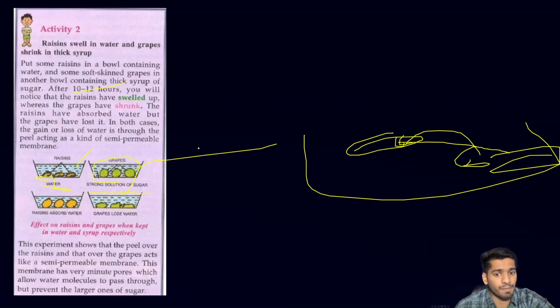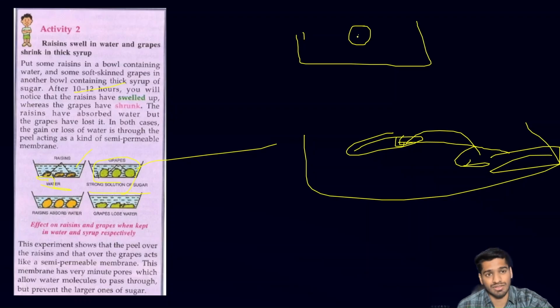Now the second one, in this, the water is highly concentrated. It is a sugar solution, and my grape is less concentrated. It is more diluted, and this is more concentrated. So water from the grapes is going to go out. So that is the reason what happens. My grapes are going to shrink, or shrunk.